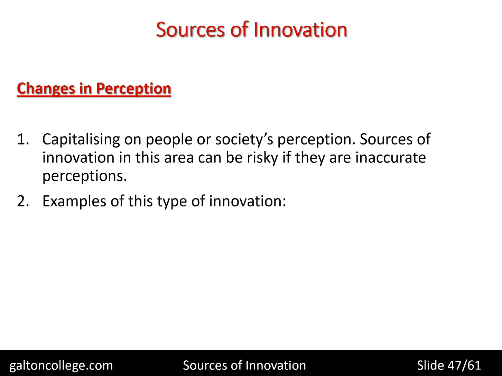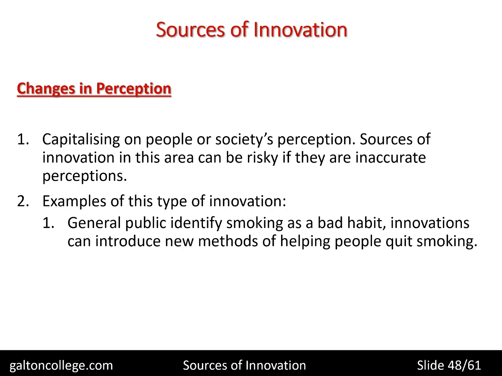Now, examples of this type of innovation, well, the general public identifies smoking as a bad habit. Innovations can introduce new methods of helping people to quit smoking. We have patches that can go onto the arm that kill the craving for nicotine. We have also facilities for smokers to go to, say, for example, not in restaurants, but associated with the restaurant, if they so desire.